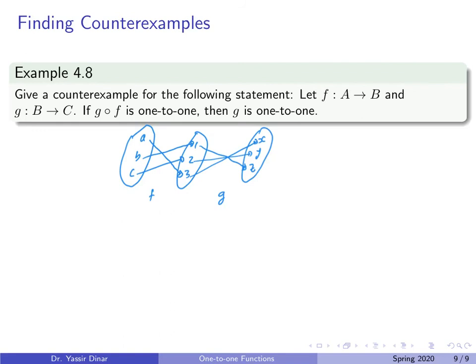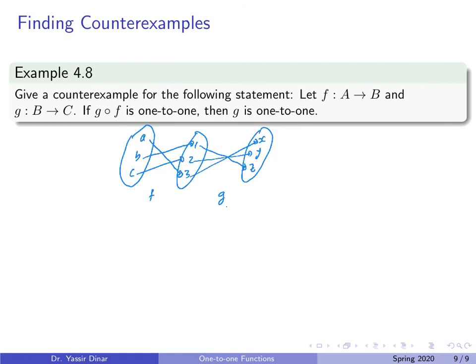So I write this example using a row diagram. So I give a function f and g. Both f and g are 1 to 1 functions because different elements in the domain of f have different images in the codomain, and also for g, different elements in the domain of g have different images in the codomain. And since f and g are 1 to 1, by the previous theorems we know that g circle f will be a 1 to 1 function.